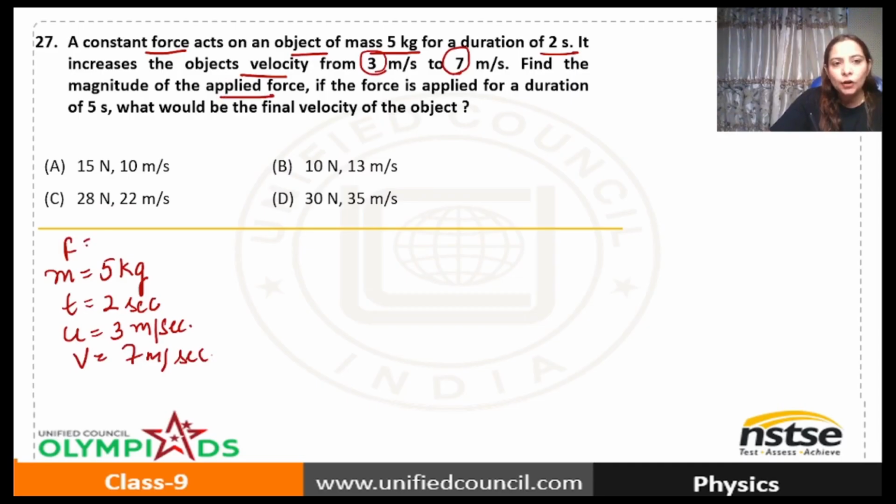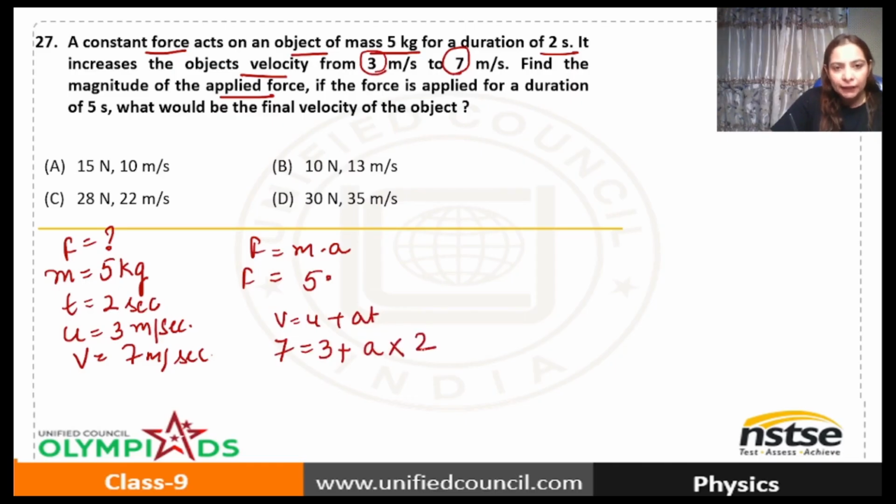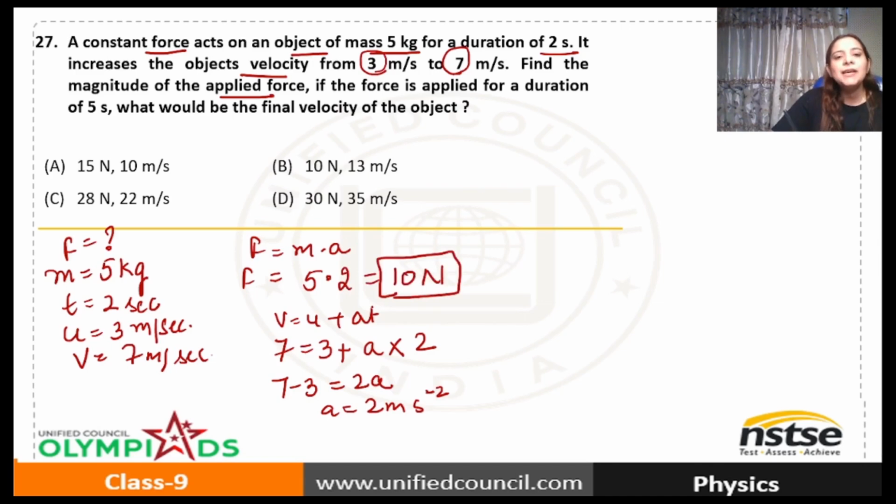First you need to find this constant force for this case. So let's find it first. We know that F is equal to m into a. So m we have is 5 kg, and acceleration we don't have. So basically we can make use of the first equation of motion, v is equal to u plus at, that is 7 is equal to 3 plus a, which we need to find, and time is 2 seconds. So it comes out to be 7 minus 3 is equal to 2a, or we can write that a comes out to be 2 meter per second square. So putting the value of 2 here, you will get force as 10 Newton. So force is 10 Newton.